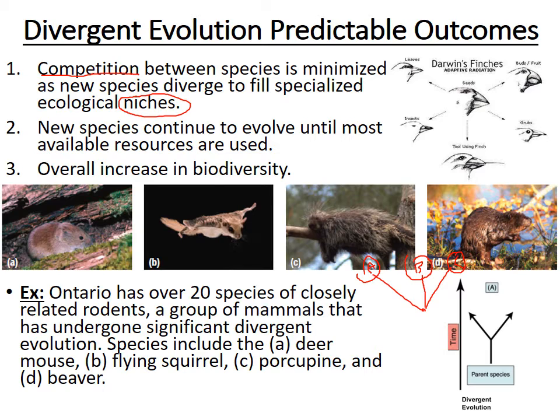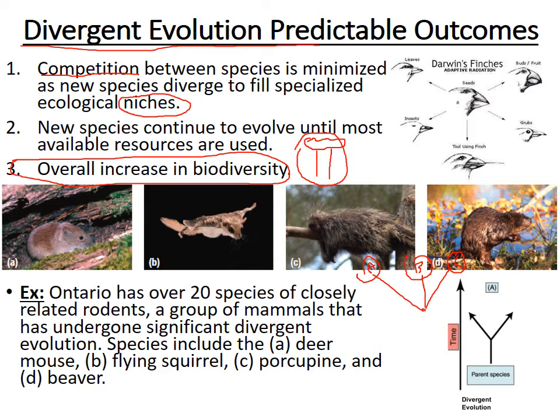So the idea is that as long as there's resources that can be used, new species will continue to arise. So if there's a tree somewhere that doesn't have a habitat, one day there may be a mutation that leads to a bird that might live in this tree and benefit from living in this tree, and that might become a different species altogether. So as long as there's new habitats and new niches available, you'll probably continue to see some divergent evolution from closely related organisms. Overall, divergent evolution leads to an increase in biodiversity.